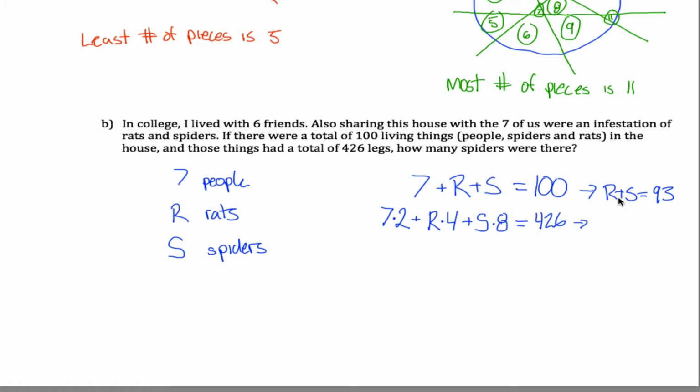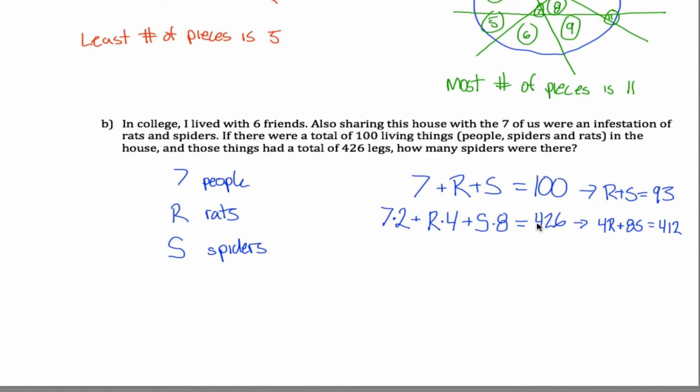And similarly to what we did above, since my only unknowns are the rats and the spiders, it might be easier to rewrite my equation over here as 4R plus 8S is equal to, well, I got 14 legs from the people. Let's just subtract that from the total, and 426 minus 14 is 412. And the reason I subtracted that is, again, it's not an unknown amount of legs we're getting from people. I know I got 14 legs.